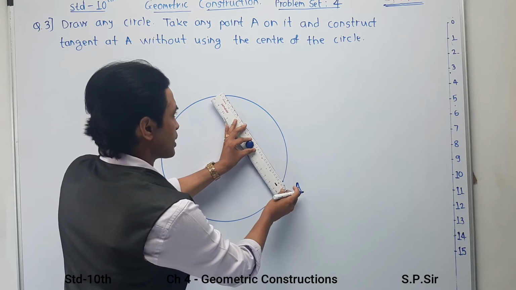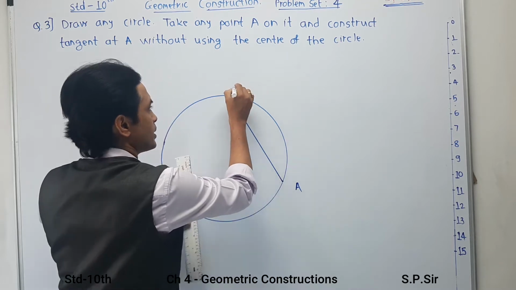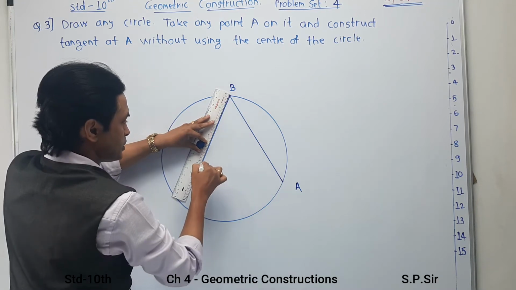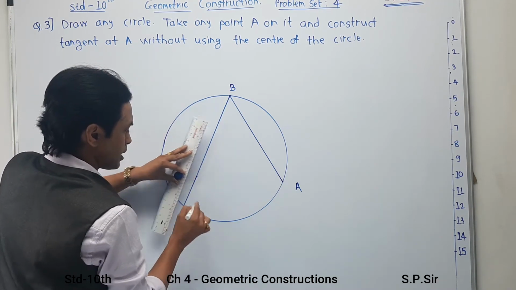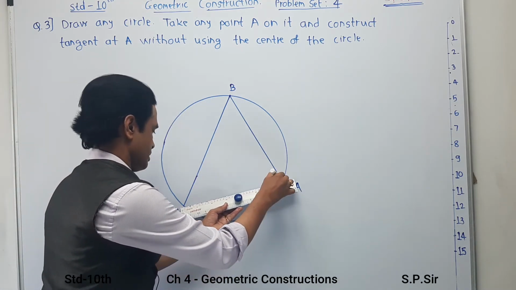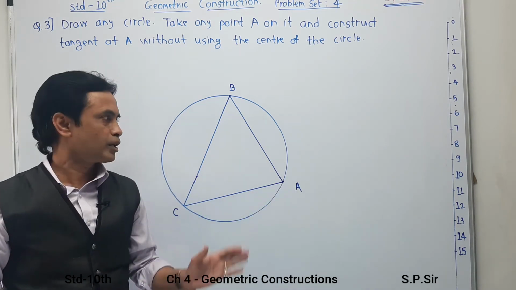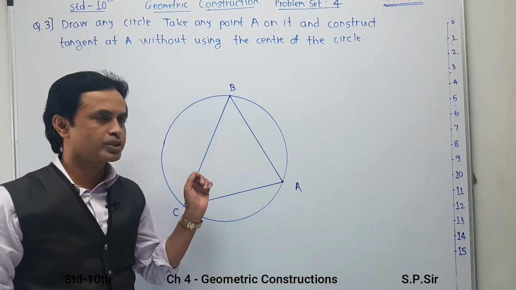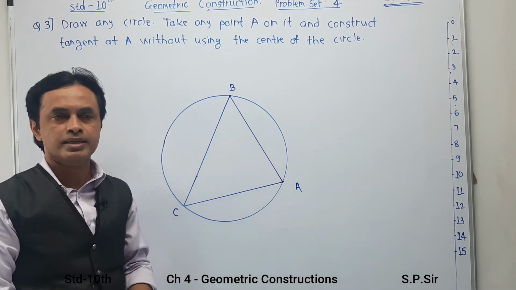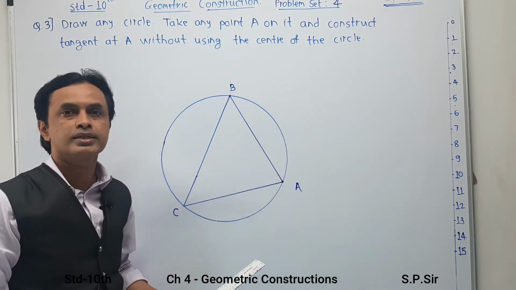So from A I am going to join point B. From B I am going to draw another chord over here. Let us say C, and again I join C with A. In this way I have completed a triangle. Student, don't draw an isosceles triangle or an equilateral triangle. Just draw a general random triangle. So triangle ABC has the three vertices, and now we don't know where the center of the circle is, but the task is still that we have to draw a tangent to the circle.